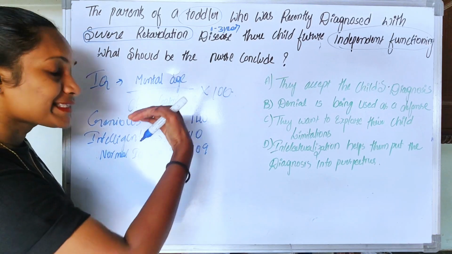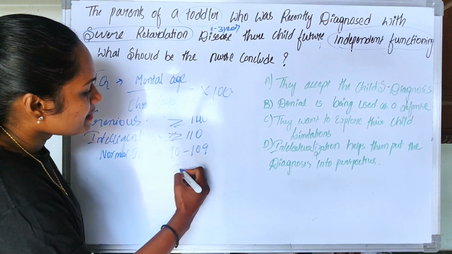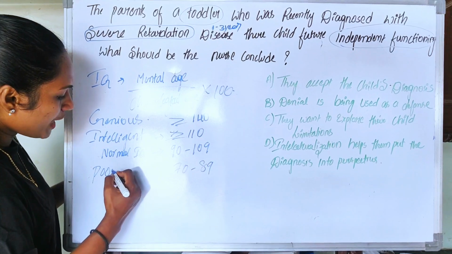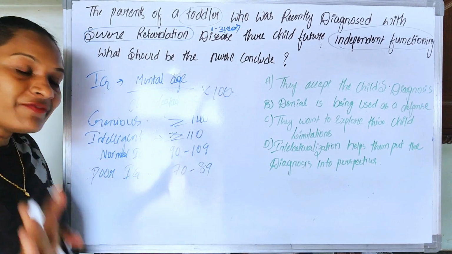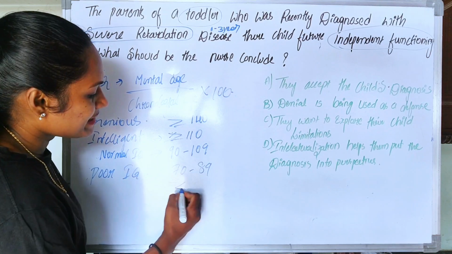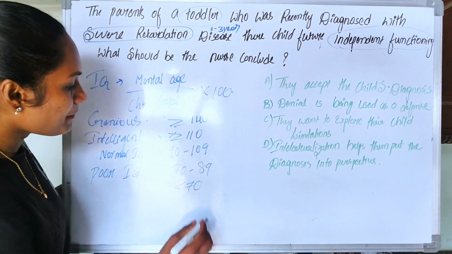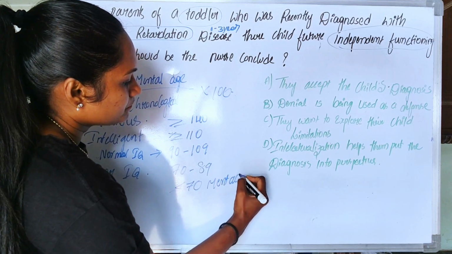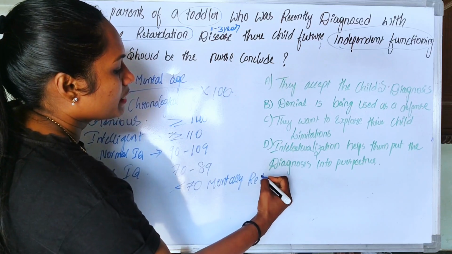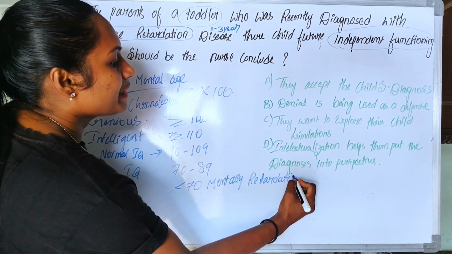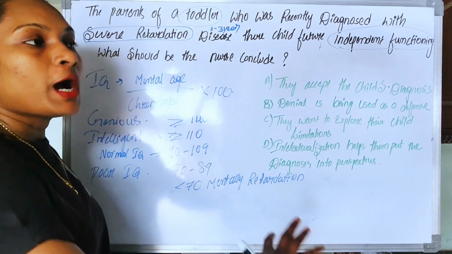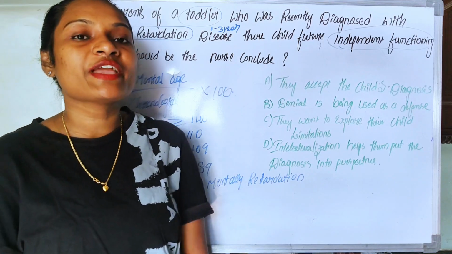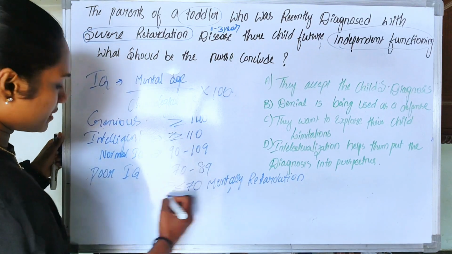If less than this, 70 to 89, we will call it a poor IQ. If anyone has less than 70, then we will call them mentally retarded. A mentally retarded person, we call like that if a person's IQ is less than 70. Mental retardation also has 4 categories. We will see first.